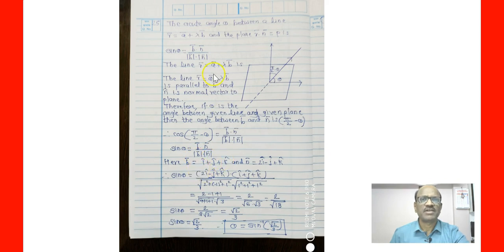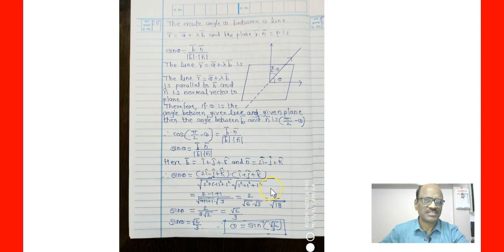But what is the value of b bar? b bar is i cap plus j cap plus k cap, and n bar is here. Therefore, sin theta is the dot product of these two quantities, that is 2 into 1, that is 2, minus 1 into 1, that is 1, and 1 into 1, again 1, upon their magnitudes, that is root of 2 square plus 1 square plus 1 square, again into root of 1 square plus 1 square plus 1 square, and that is 2 upon root 6 into root 3.